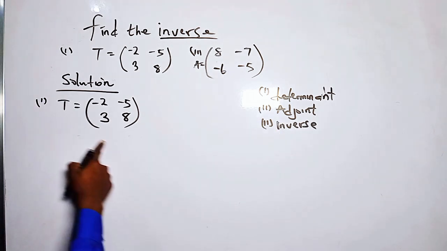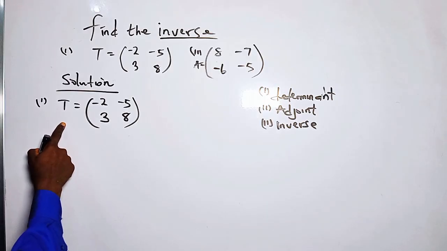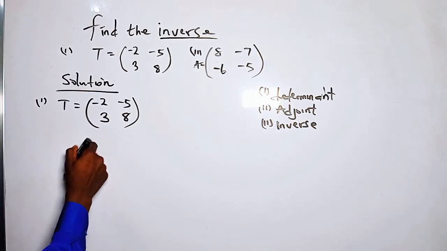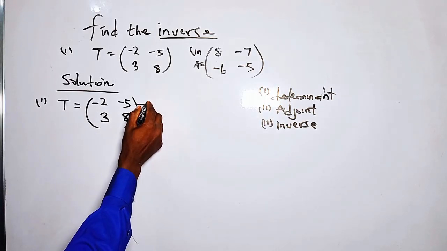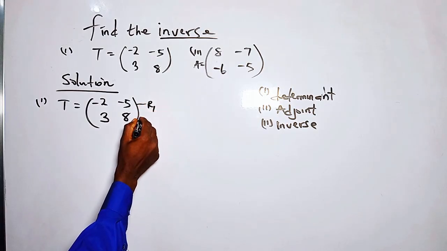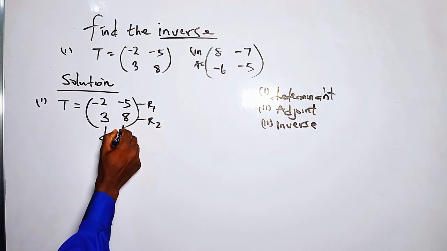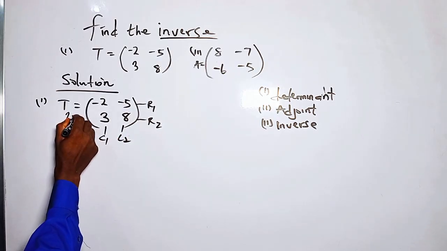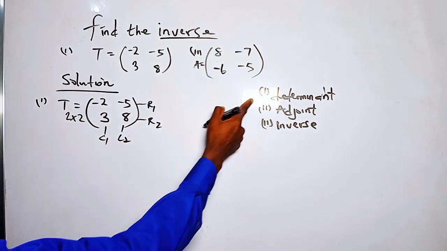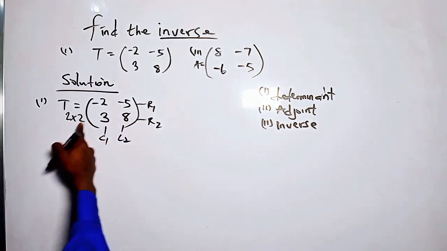So for matrix T, which is a 2 by 2 matrix, we have 2 rows: row 1, row 2. We have column 1, column 2. So it's a 2 by 2 matrix. So what do we do? Let us determine the determinant of this matrix.